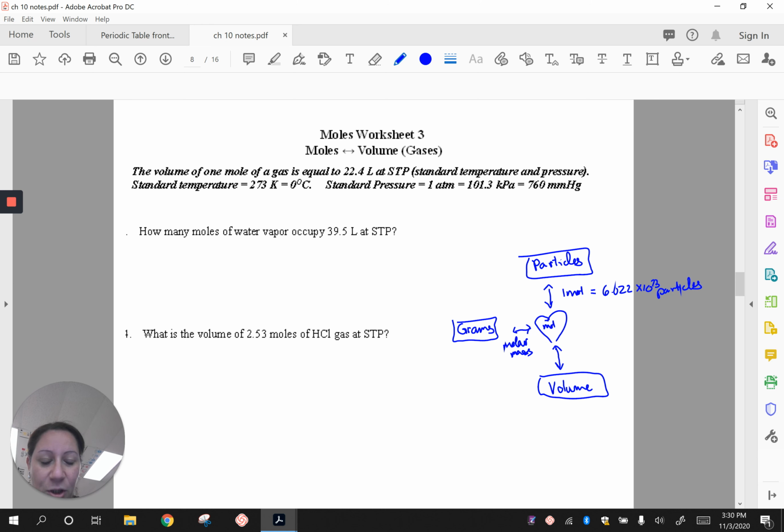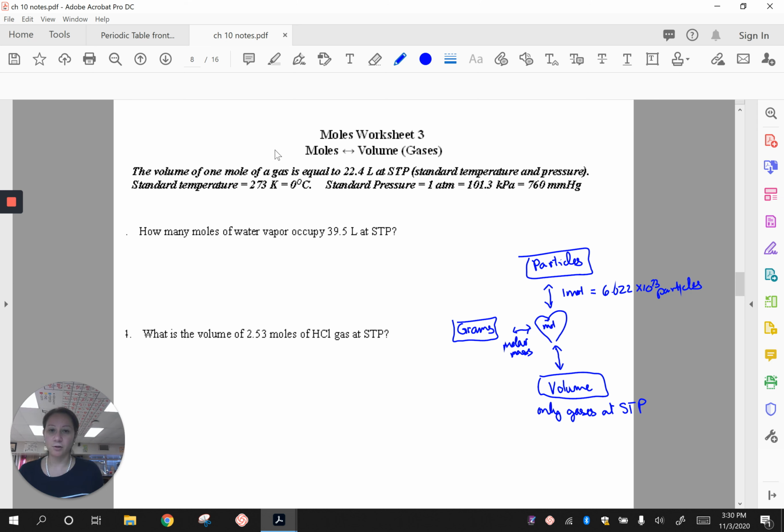This only applies, though, if it's a gas, and only at something called STP. So let's talk about what STP is. STP is standard temperature and pressure. Standard temperature is 0 Celsius, which is 273 Kelvin. Standard pressure, we haven't really talked about pressure. We're going to learn about that in chapter 13 when we get to gases. But pressure is force over area, and standard pressure is 1 atmosphere, or 101.3 kilopascals, or 760 millimeters of mercury.